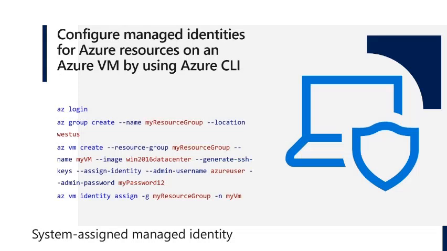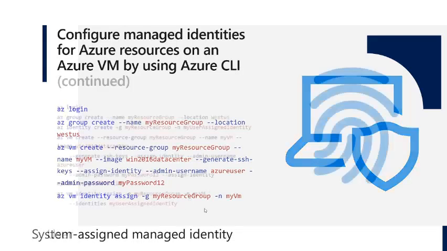So simply you assigned system assigned managed identity to the VM using Azure CLI. Here we logged into Azure CLI, then created a group, and then created a VM, and then assigned system assigned managed identity to the VM.